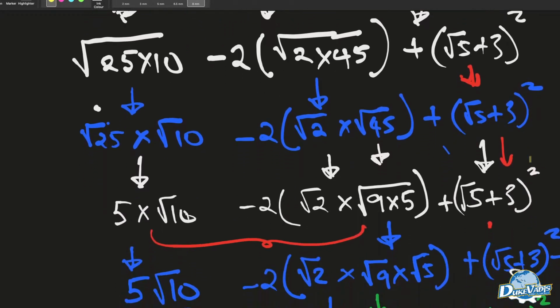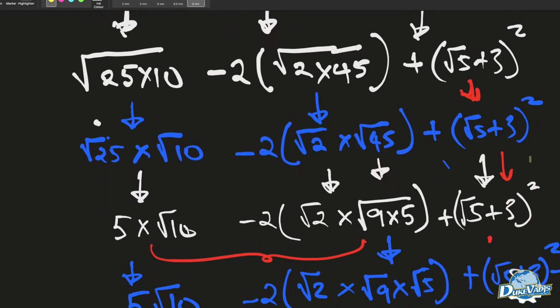So when we split it, the root 25 and the root 10, okay, so we expanded it. Then we see that all of them are under the root sign, that means this will be root 25 and this will be root 10. And this, in the same way, minus 2.